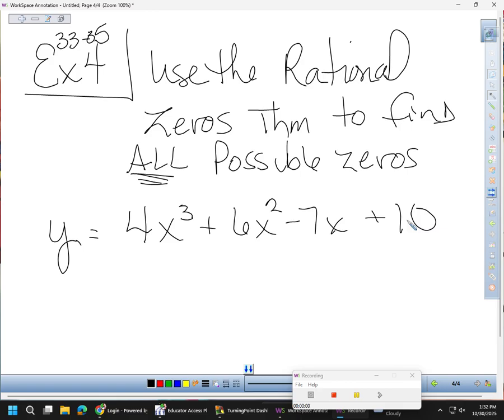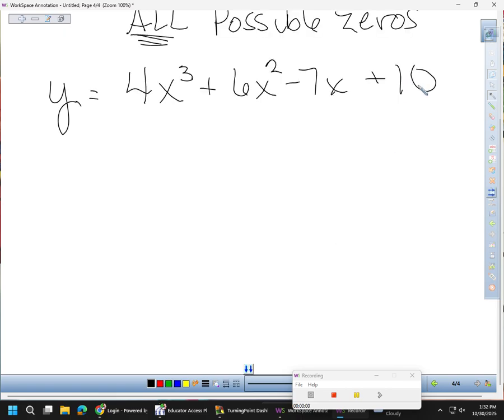All right. Does anybody remember how to find all possible zeros? Oh, you got to put like your last number and your first number, divide them. Yeah, so it's all the factors of the last number. So all the factors of 10, which are 1, 2, 5, and 10, over all the factors of the first number, which are 1, 2, and 4. All right. Yep. We're just listing them, though. You don't have to plug them in or anything.